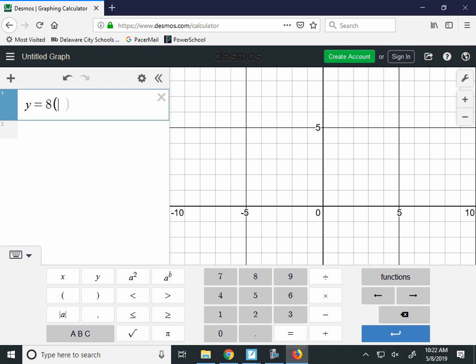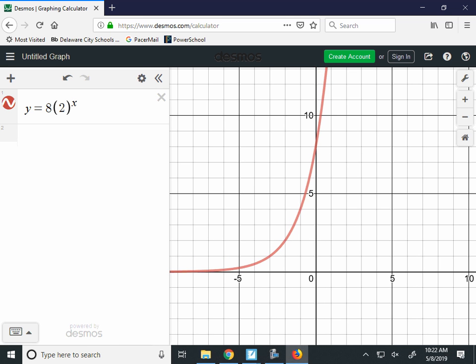Now the growth rate has to go in the parentheses. Now to make an exponent, I'm not going to use squared because I don't need an exponent of 2. I'm going to choose the button that's next to it that says a to the b. It'll give me an exponent up there, and I'm going to put the variable x. And this makes a picture of my exponential function. So it looks like this graph is increasing, it's going up.